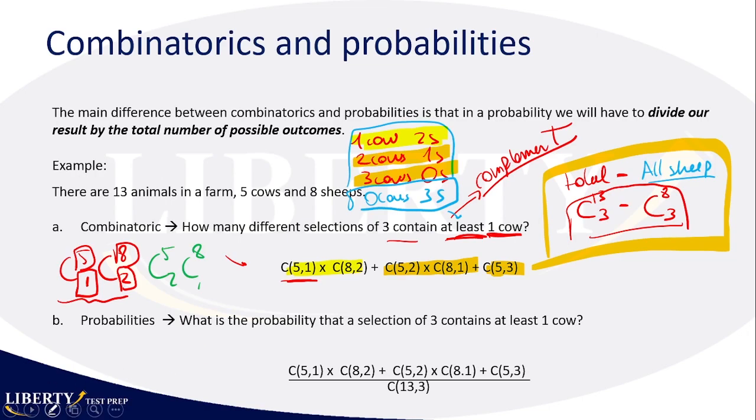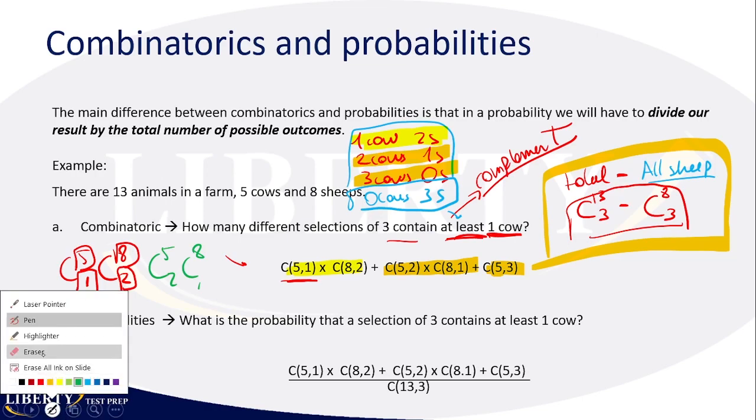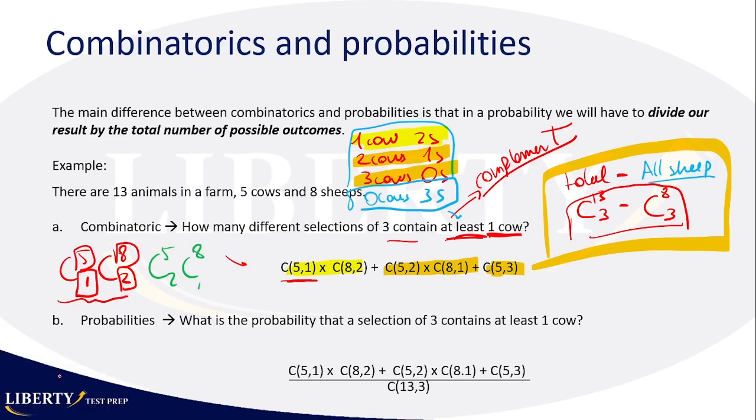Now, in the probability, the question is going to change. The question is not going to be how many combinations you have. The question is going to be what's the probability that a selection of 3 contains at least 1 cow. So basically, at least 1 cow is the same thing. You want 1 cow over 2. So you have the same arrangement here in the numerator, or you could have the complement also, which is the same number. But then at the end, you have to divide it. So you divide all of this by that total number of possible combinations.